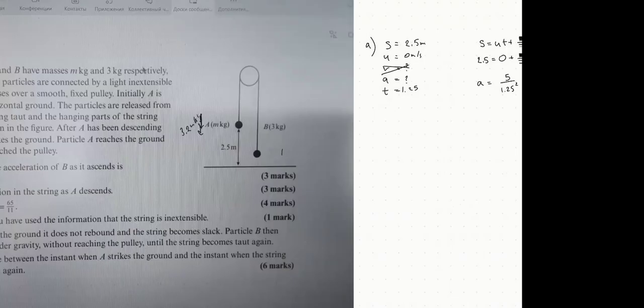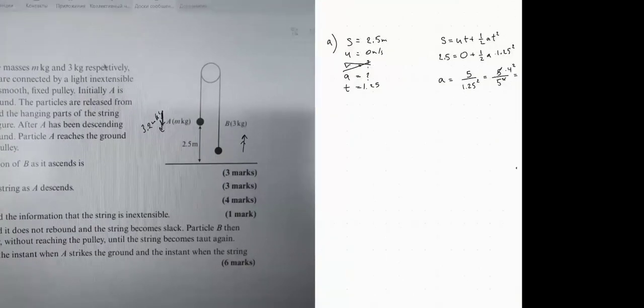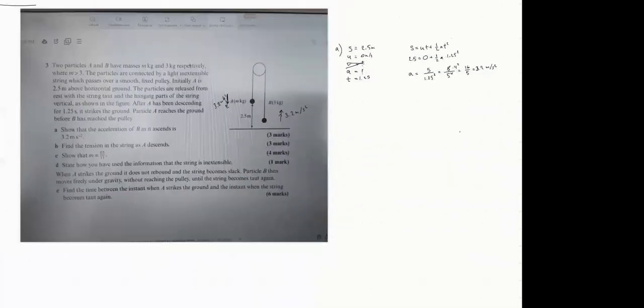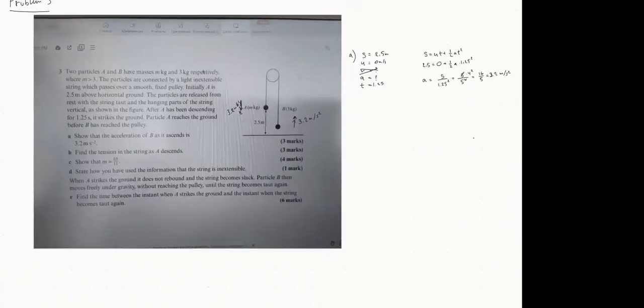By the way, while we're doing this question, you can notice how much more structured the A-level questions are compared to Compos questions, for example. And that's the kind of questions you will get at university, right? Which are not structured, because here they guide you through the solution. B, find the tension in the string as A descends. So we need to find the tension.